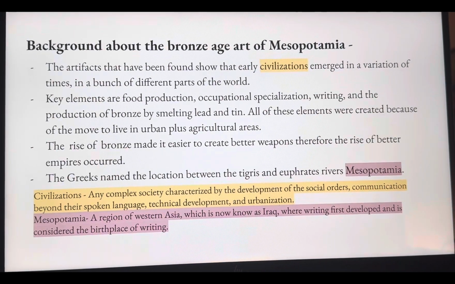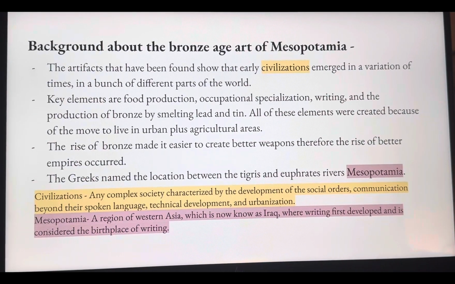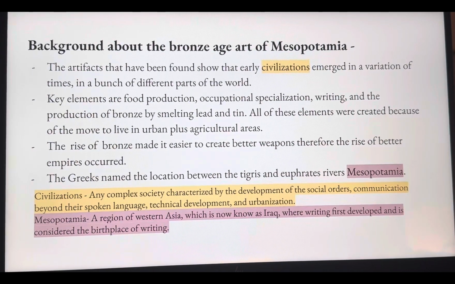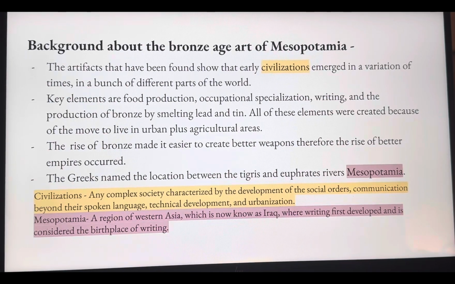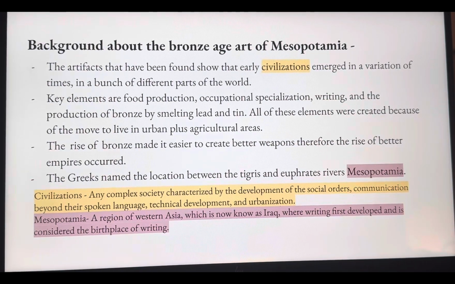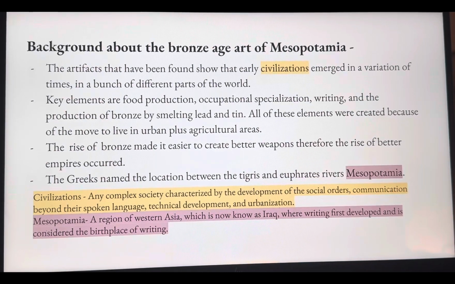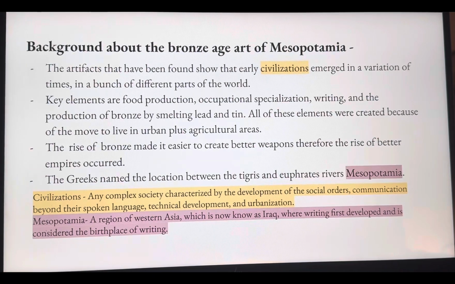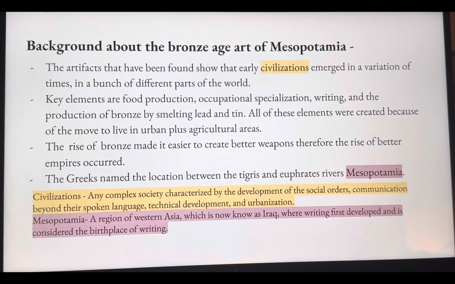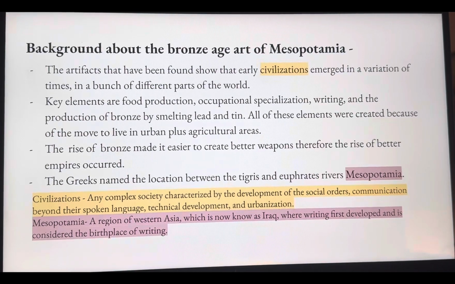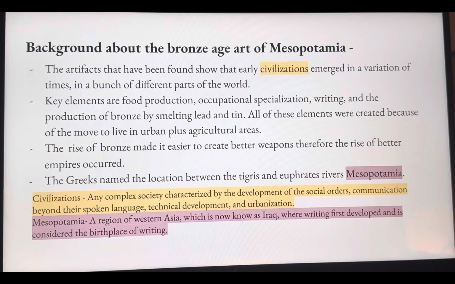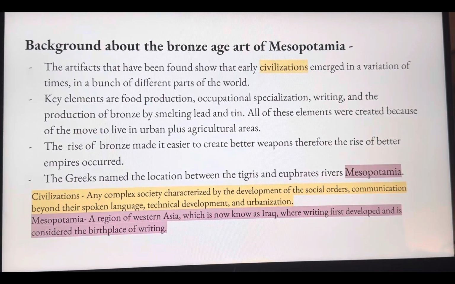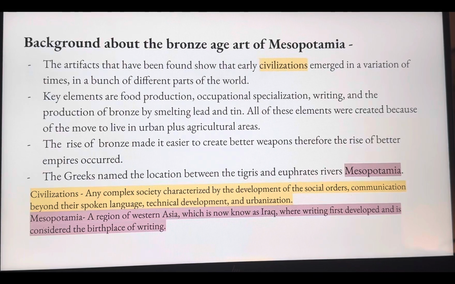Background about the Bronze Age art of Mesopotamia. The artifacts that have been found show that early civilizations emerged at a variety of times in many different parts of the world. Key elements are food production, occupational specialization, writing, and the production of bronze by smelting lead and tin. All of these elements were created because of the move to live in urban plus agricultural areas. The rise of bronze made it easier to create better weapons, therefore the rise of better empires occurred.